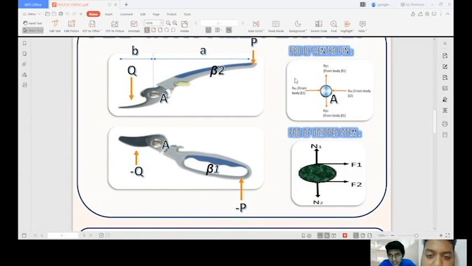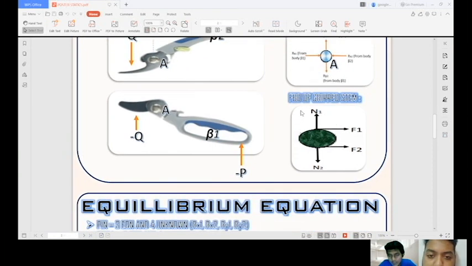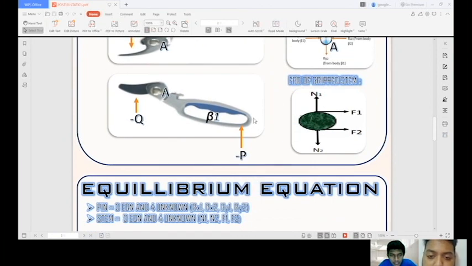On top right will be the free body diagram of the center pin of the cutter, where the forces are acted. And our fourth diagram will be the free body diagram of the grip stem, where there are four forces acting on the grip stem. Now, my friend Rishi will continue with the presentation.